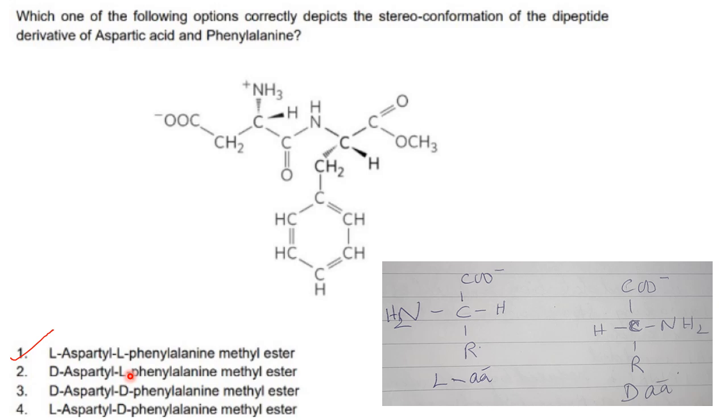Now here, an L amino acid is formed when the NH2 group is on the left side, and a D amino acid is formed when the NH2 group is on the right side. So here, the aspartyl amino acid is on the left side, similarly the phenylalanine amino acid is also on the left side. So it is L-aspartyl, L-phenylalanine methyl ester. Answer is option 1.